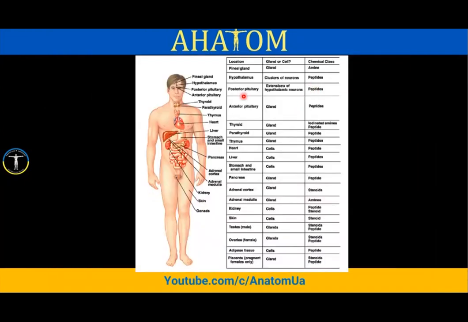So I replay. First of all, there are two variants: endocrine glands, only where some glands are present for excretory function. But if we speak about the endocrine system, it's not only glands, it's some cells or structures with the function of external chemicals, some classes: amines, peptides, steroids. And you can look at pineal gland, hypothalamus, anterior and posterior pituitary, thyroid, parathyroid, thymus, heart, liver, stomach, small intestine, pancreas, adrenal cortex, kidney, skin with cells producing steroids, testes, ovaries, adipose tissue, and placenta.